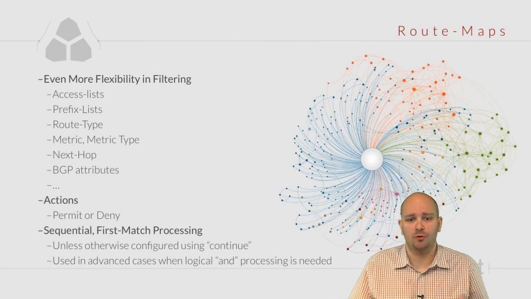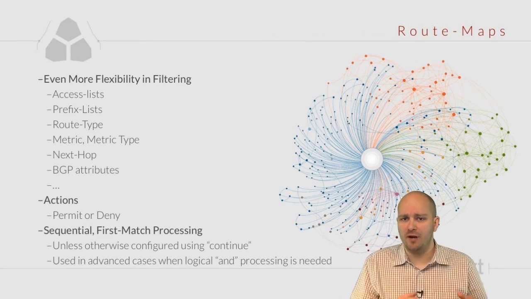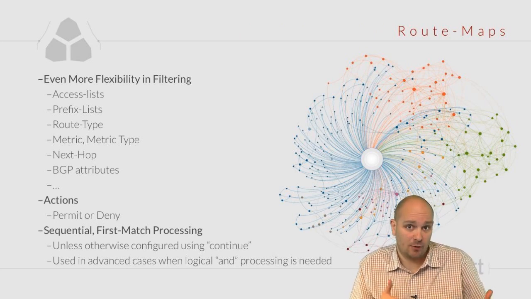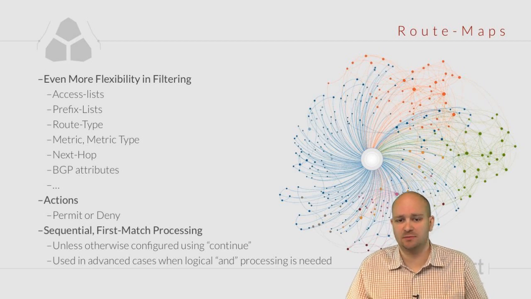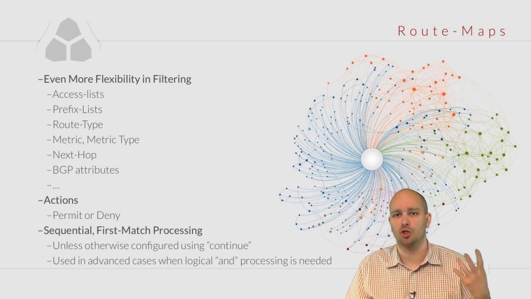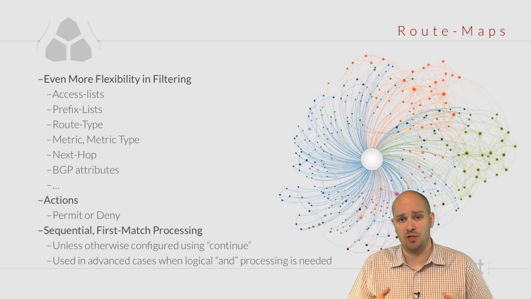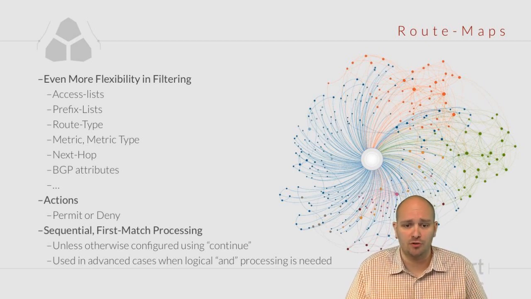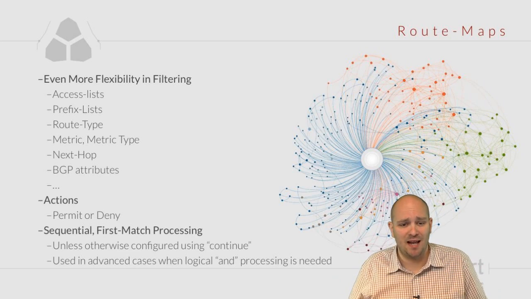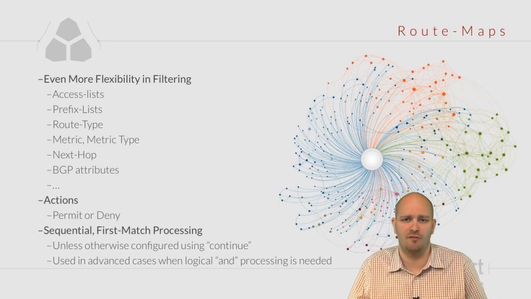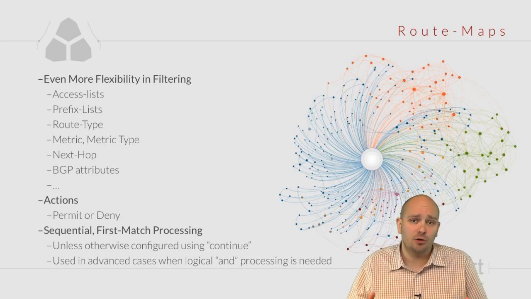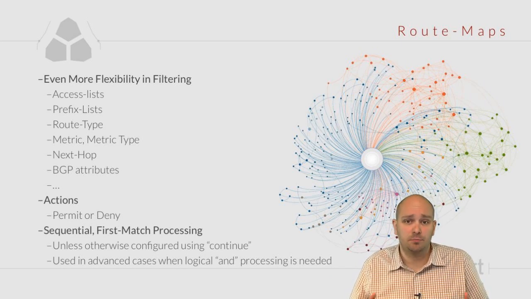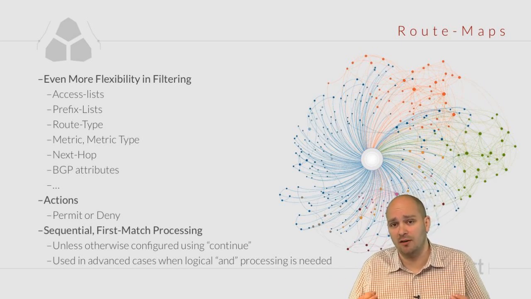What we can do with route maps is we can not only reference the routes using prefix lists like we can with prefix lists alone, but we can use access lists or prefix lists, or the route types. Is the route internal or is it external? We can match based on a specific metric or the metric type. We can match based on IP next hop, BGP attributes, and so many different things. And we can either permit or deny routes based on these criteria, and route maps are, similarly to prefix lists, processed in a sequential fashion.